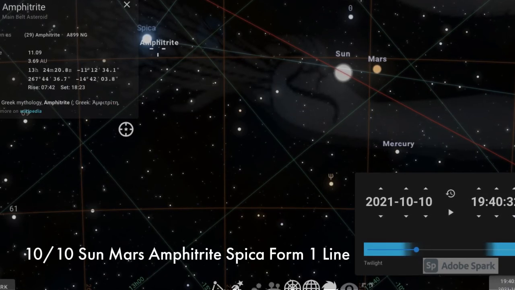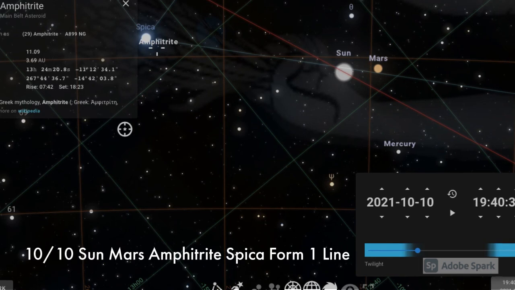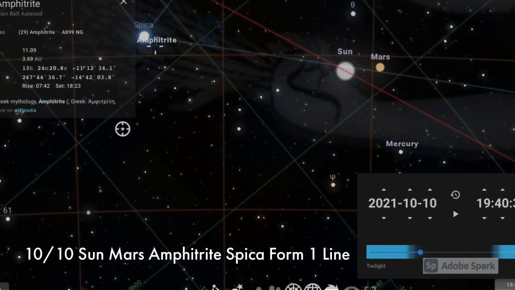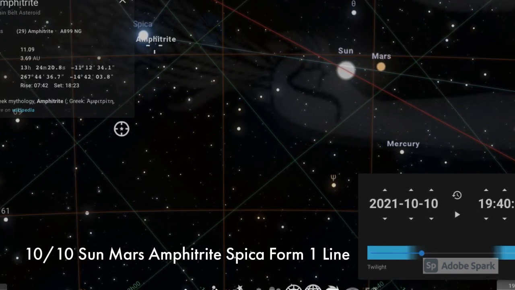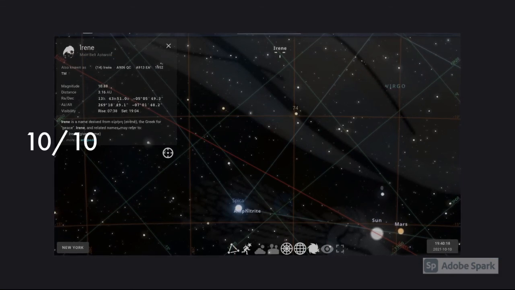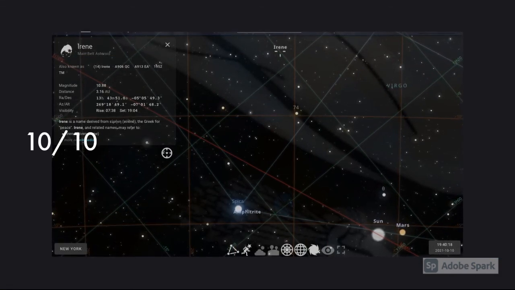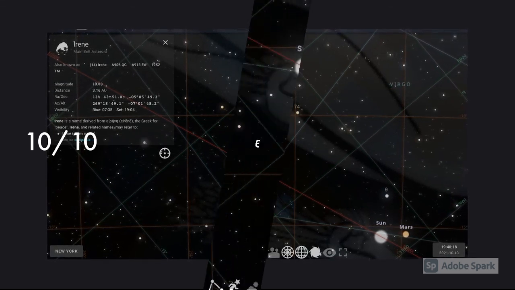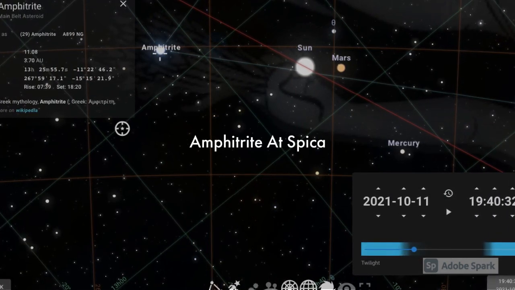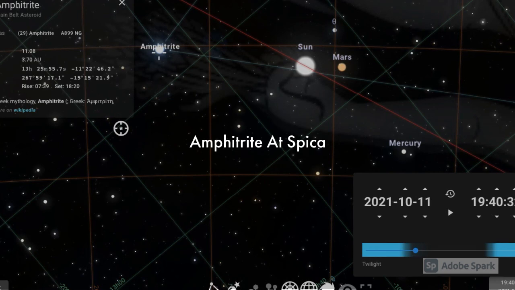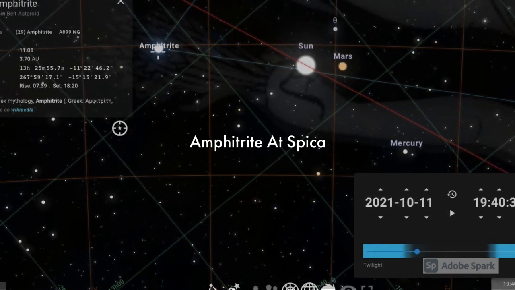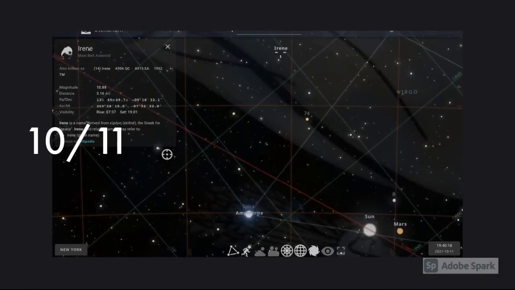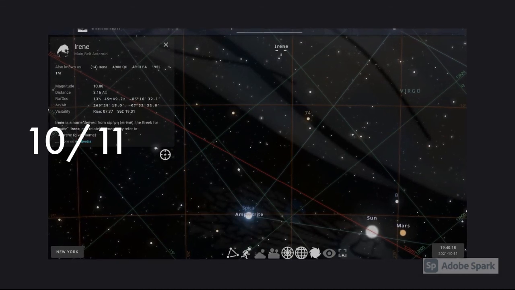Okay, 10-10, Aphrodite getting really close to Spica, and then Sun Mars still right next to each other, and Mercury continues to back away because he's retrograding. You can see that Mars, Sun, Aphrodite, and Spica kind of form a line, and then Irene is up on top of all of them. Okay, 10-11, Aphrodite is at Spica, then Sun, Mars a little bit further away, but still right next to each other. Irene's still there, and they're still forming a triangle.